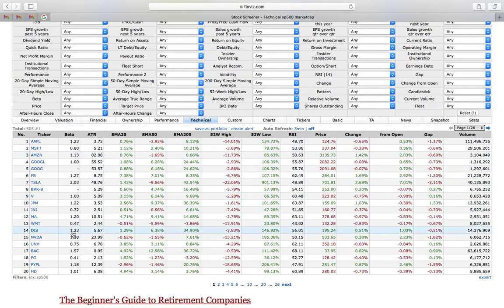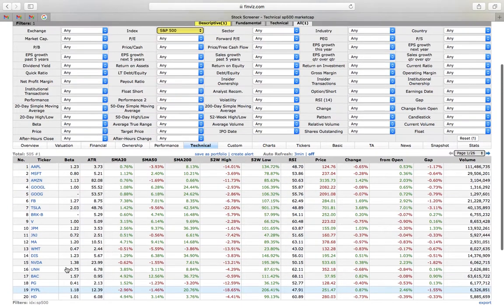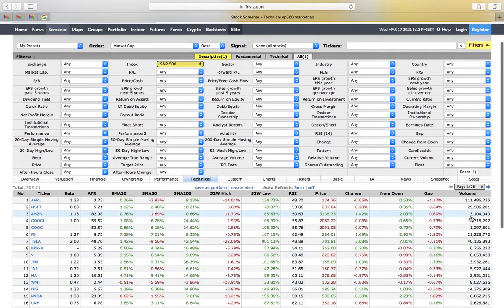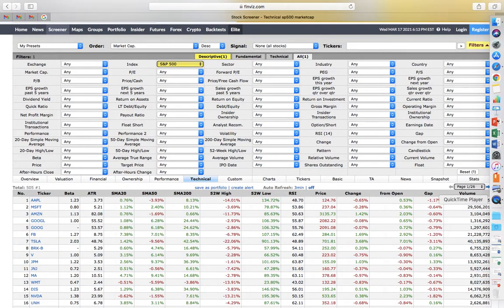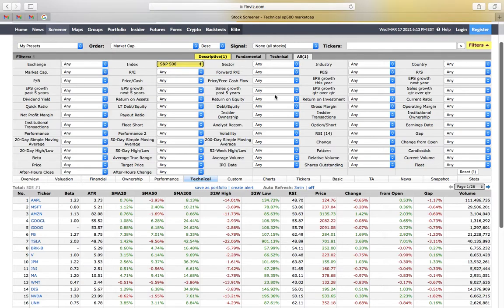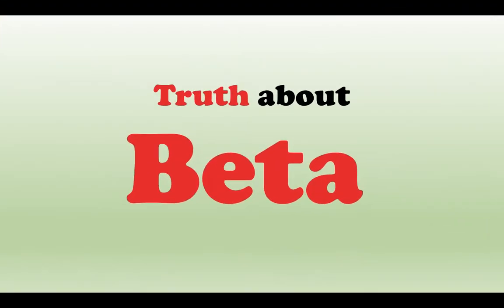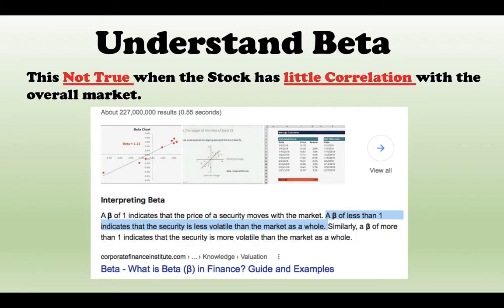So this is the beta of each stock. So what is the beta? I want to show you. I want to talk about the real beta.